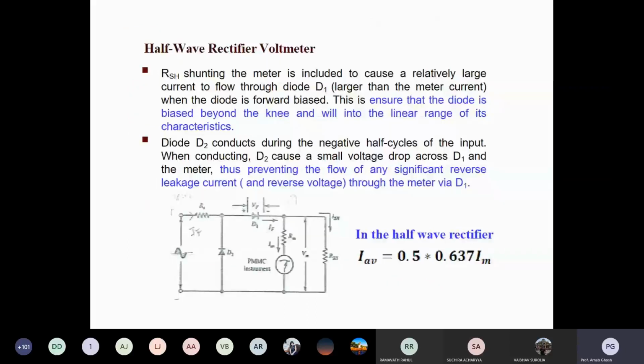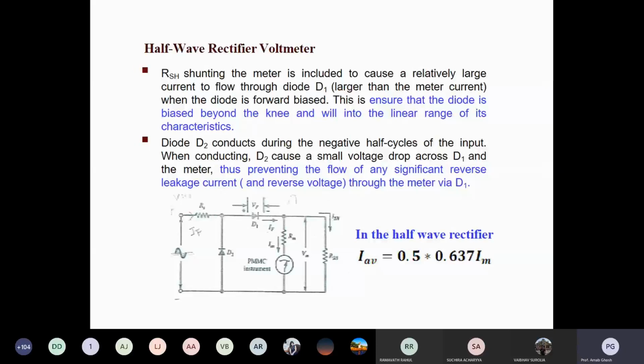Then we can go for the second condition, that is the half wave rectifier voltmeter. Initially it was the bridge configuration. For the half wave rectifier voltmeter, you are using only the half cycle, not the full cycle. So what is the formula? The formula is given over there: I average equals 0.5 into 0.637 into IM. That formula is already given.